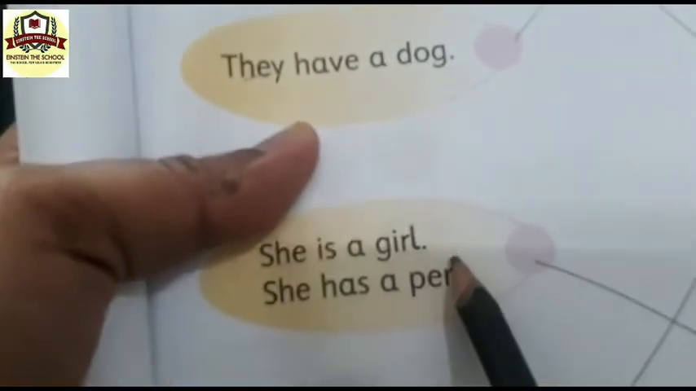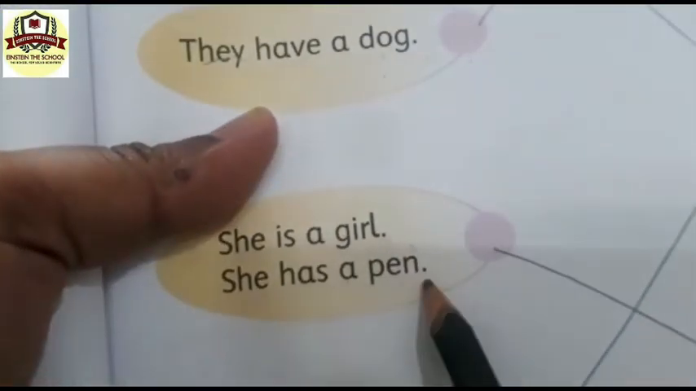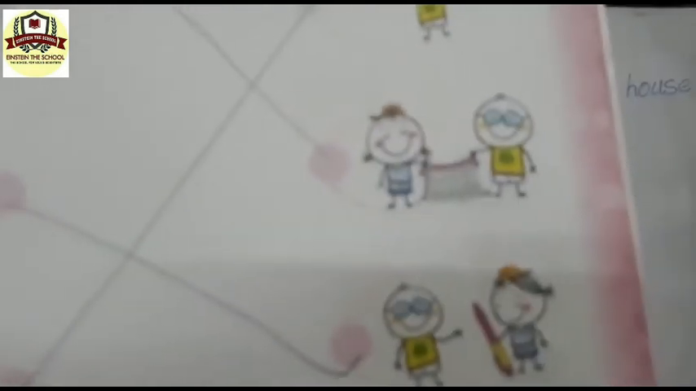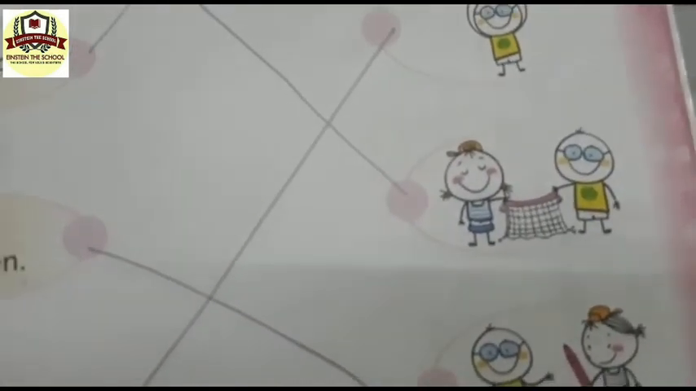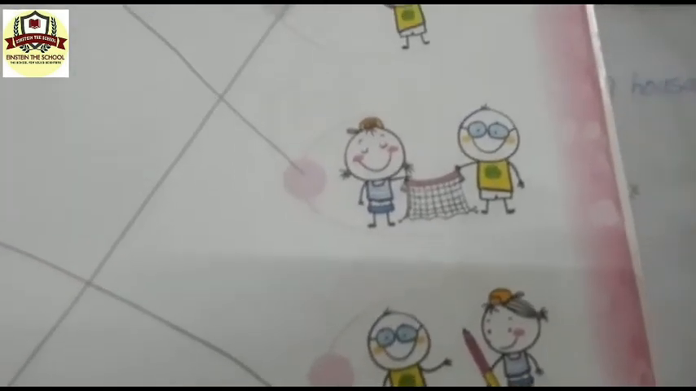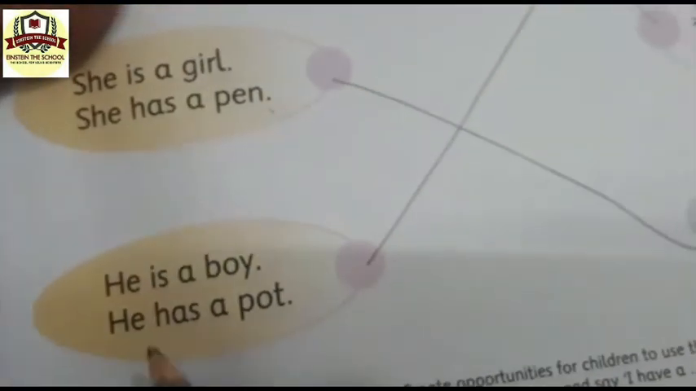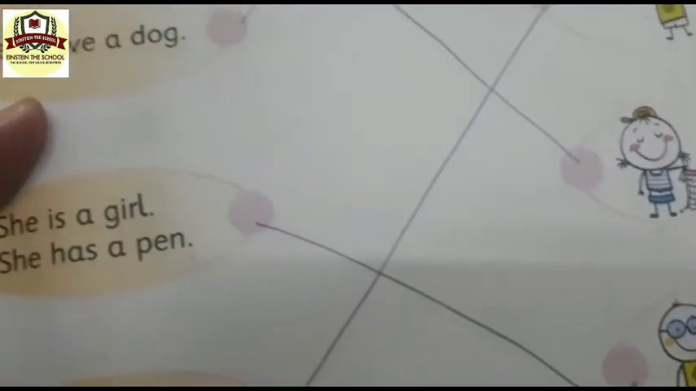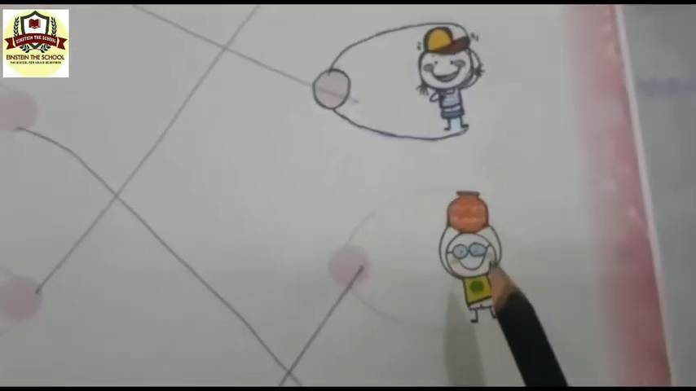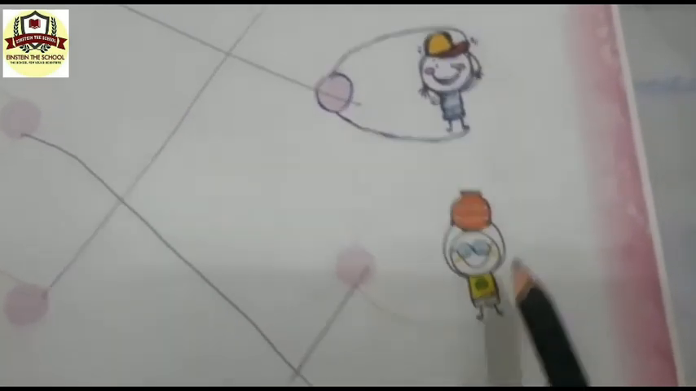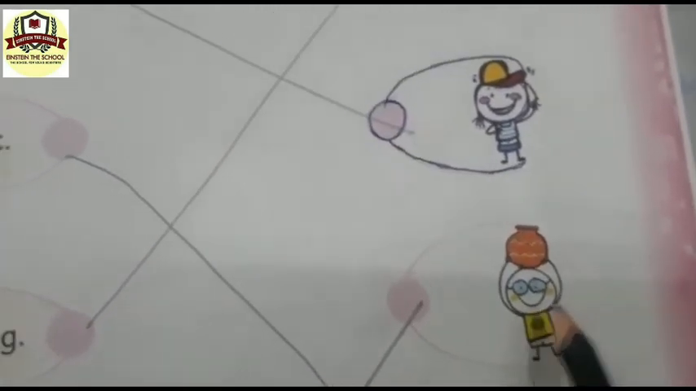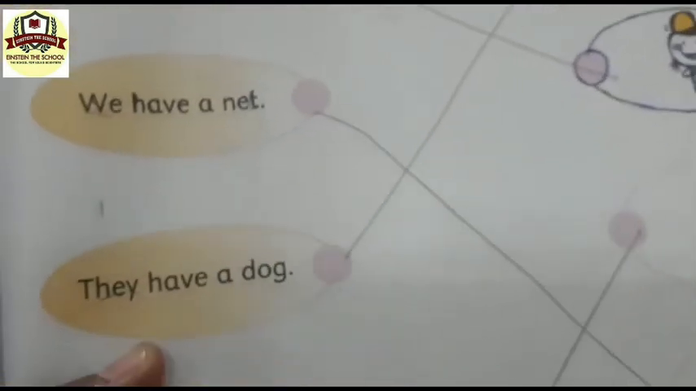They have a dog. Next, she is a girl. She has a pen. The boy was saying here, she is a girl and she has a pen. Now match from here to here. And he is a boy. He has a pot. He is a singular, so has will come. He is a boy. He has a pot. Understood, children? Complete this page. Okay, thank you.